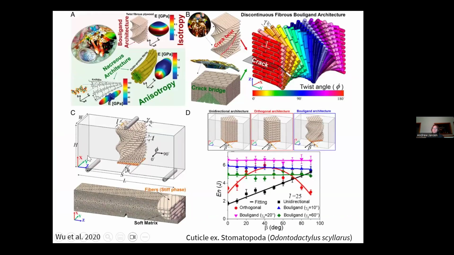The way that this works is that all of the layers inside of the cuticle are arranged at a very small angle relative to the adjacent layers. And so you get something called a helicoidal ply layup, which in insect exoskeletons is referred to as the Bouligand structure after the person who discovered it first.